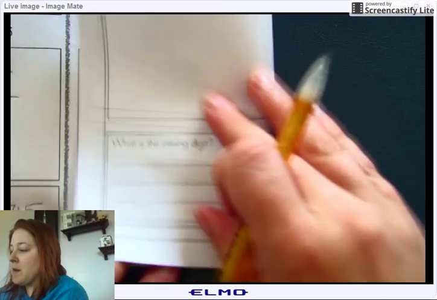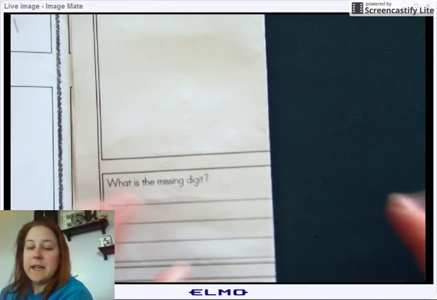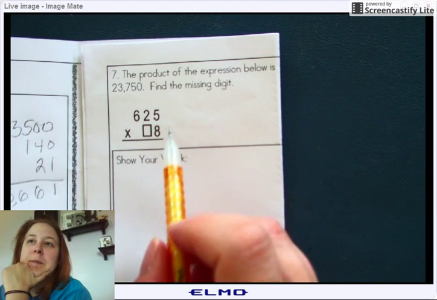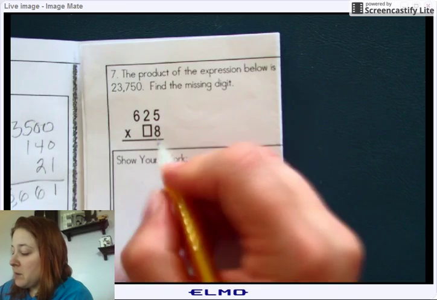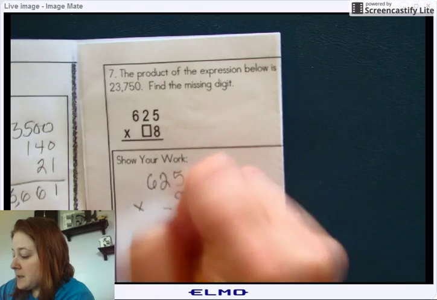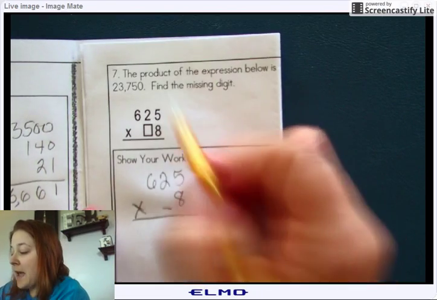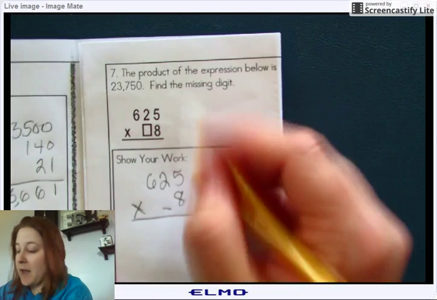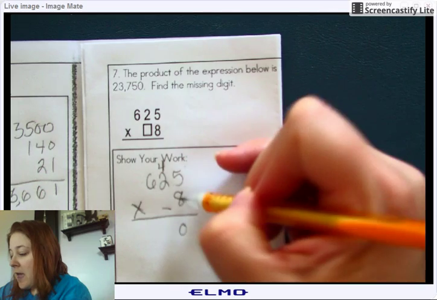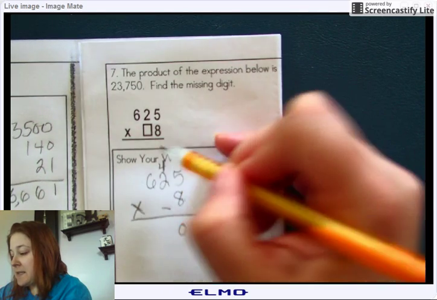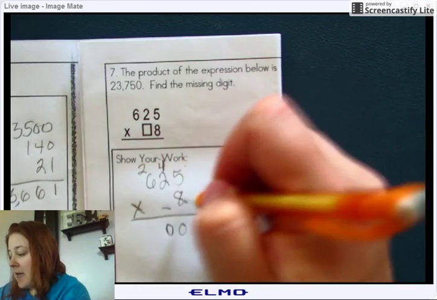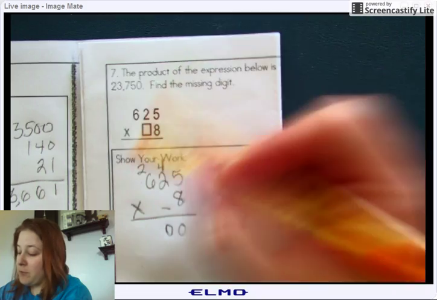Okay, we're on the middle flap. It's where it gets a little bit tricky because we have to use the standard algorithm in order to solve this problem. So I'm going to plug it down here so it gives me room to work. So 625 times blank 8. Well, the first thing you can do is do your 8 number here. Okay, 8 times 5 is 40. So trade your 4. 8 times 2 is 16, 17, 18, 19, 20. Trade your 2. 8 times 6 is 48, 49, 50.